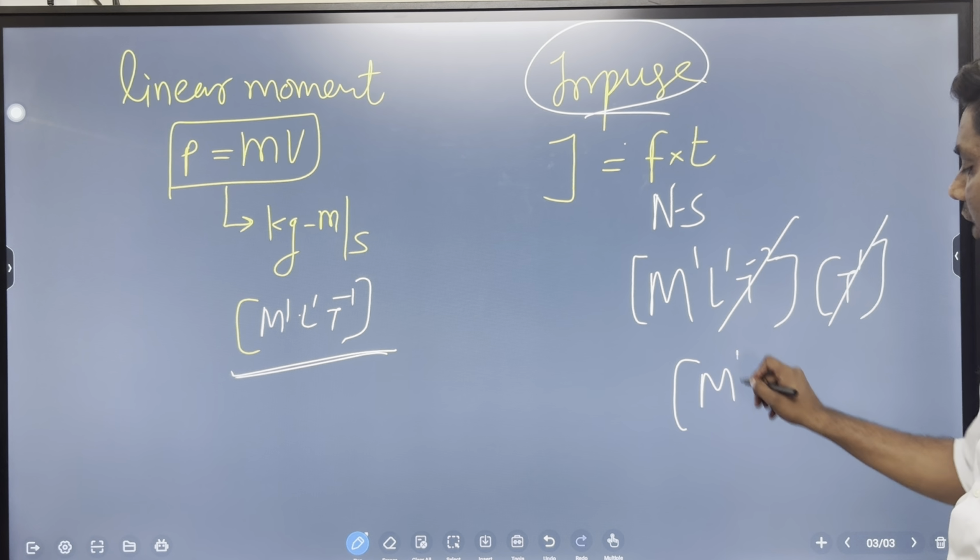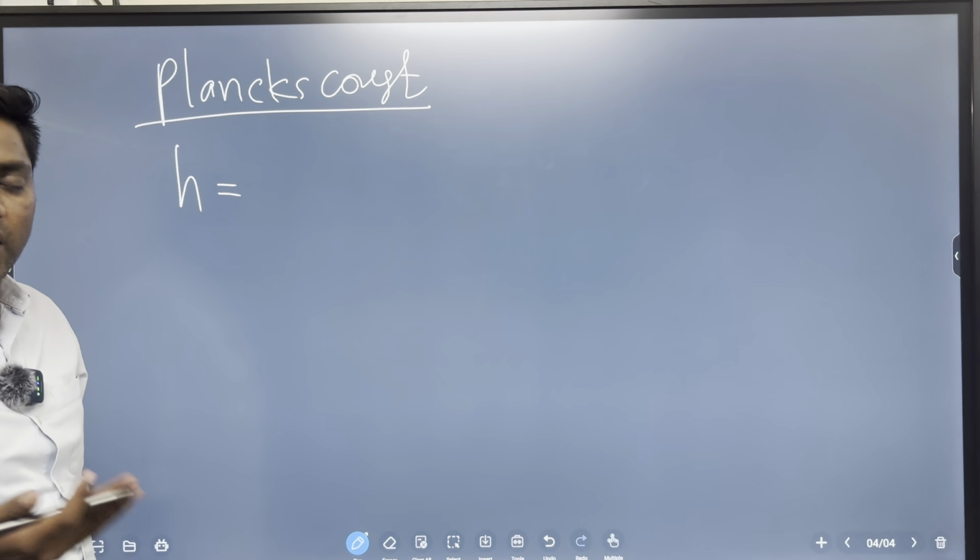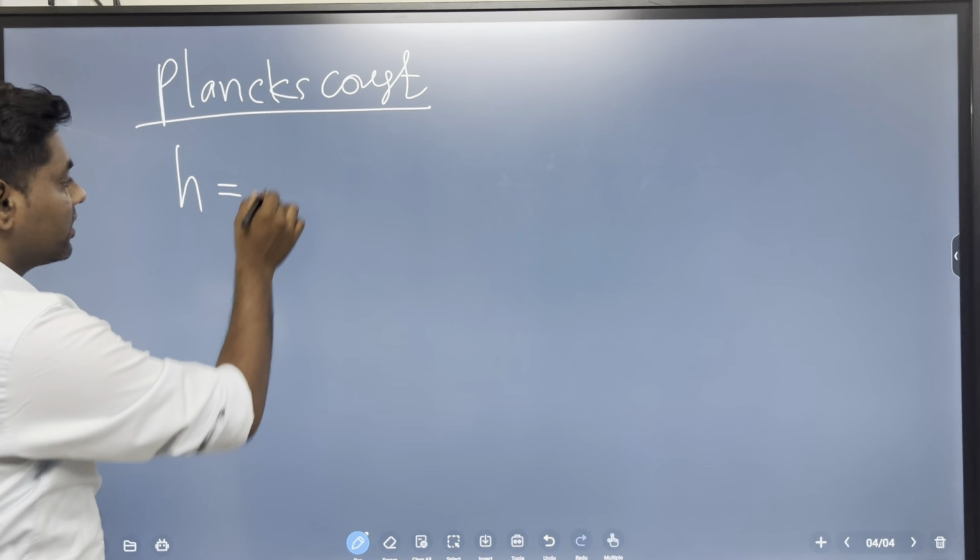That is the most important. Many times they ask in the NEET examination and CET examination about the Planck constant. As we know, the value of the Planck constant is 6.63 into 10 raised to minus 34 joule second.